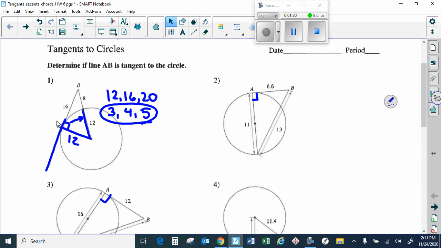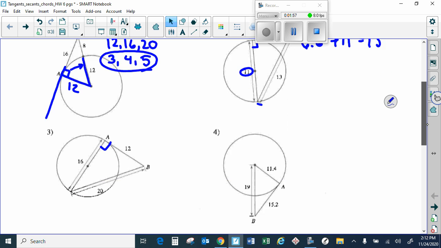Okay, here I'd be doing 6.6 squared plus 11 squared. This 11, since it's written in the middle, means that's the whole length is 11. 11 squared equals 13 squared. 13 must be this. Yeah, it shows us the entire length. Okay, so I'm now checking if that satisfies the Pythagorean theorem. Okay, so that's what you're doing on all of these here.